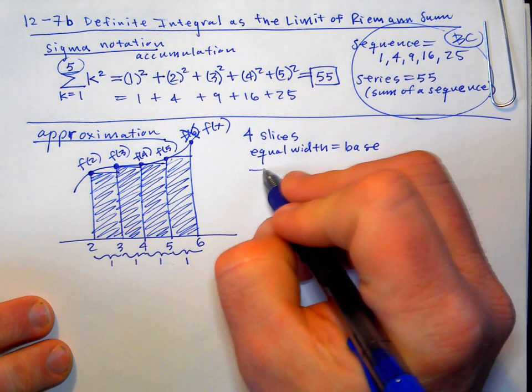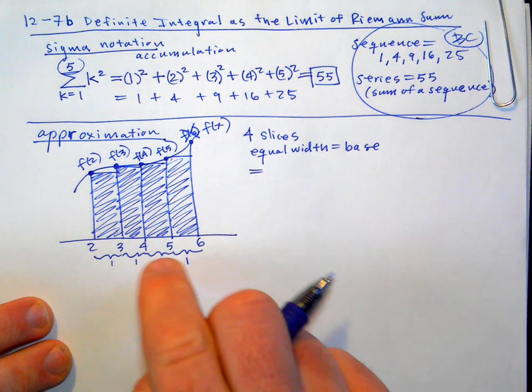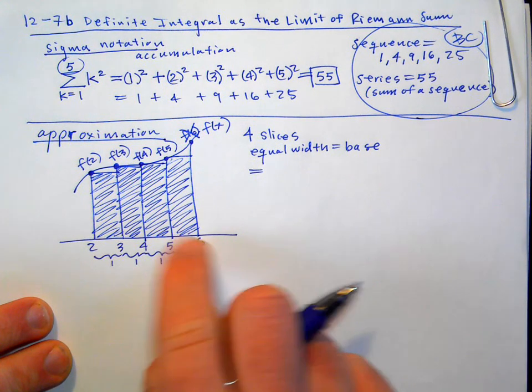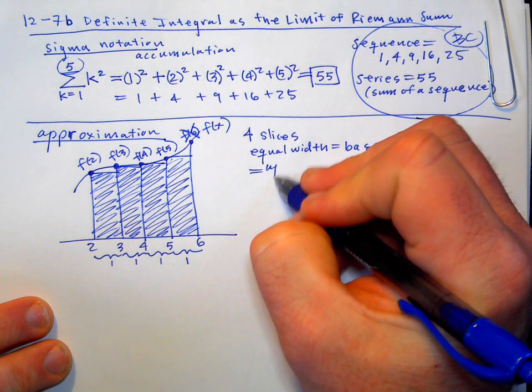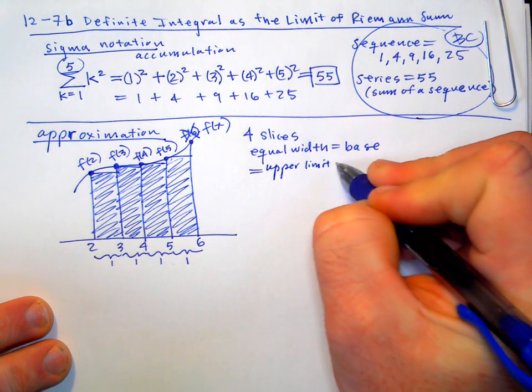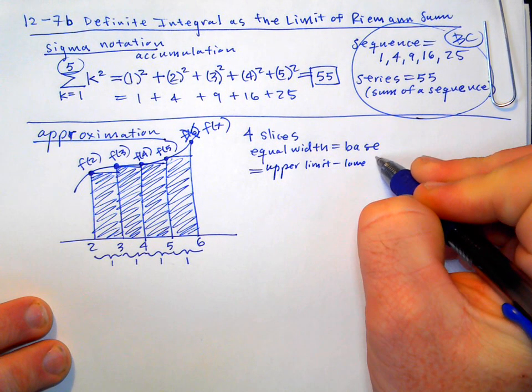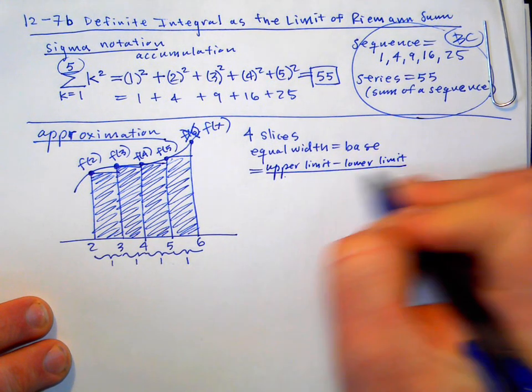We could figure it out by saying, one way that we could calculate it is we could take the difference between the top and the bottom and divide it by the number of slices, and that would give us the equal width of each slice. So we could do upper limit minus lower limit divided by the number of slices.